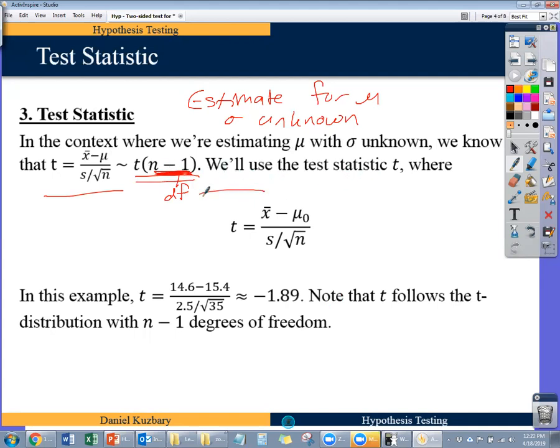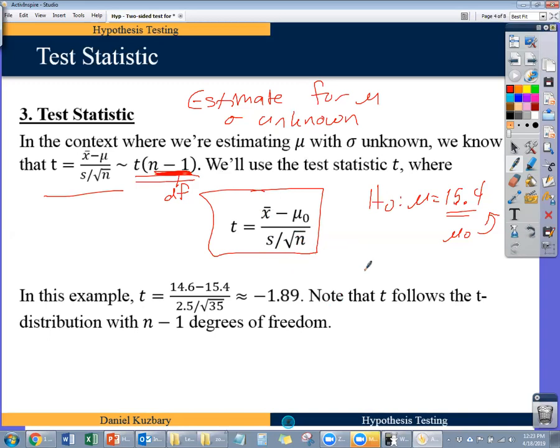So we're going to use the test statistic t when we do the critical region method or the p-value method. To find t, take x bar, which we know, take mu naught, which is the value of mu under the null hypothesis. So H naught mu was 15.4. So that's mu naught. X bar was 14.6, S was 2.5, and N was 35.